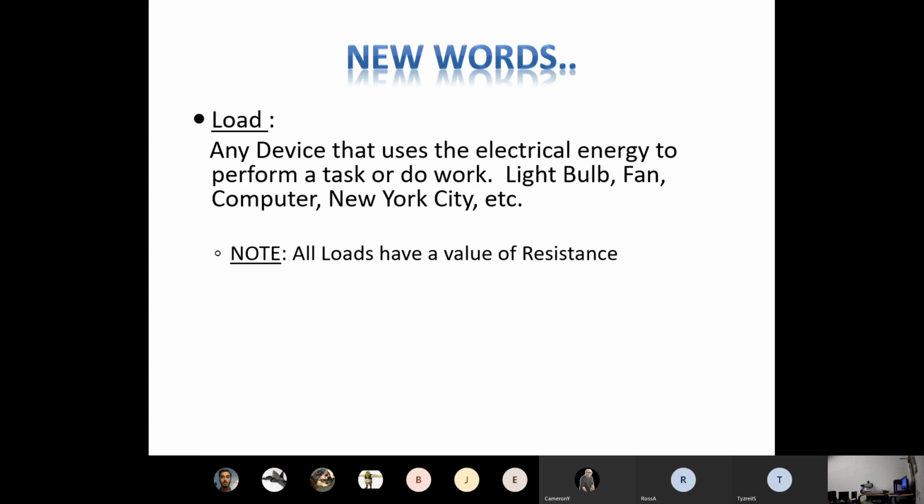All loads have a value of resistance. That's important. You can jot that down. We'll explain that in just a minute.